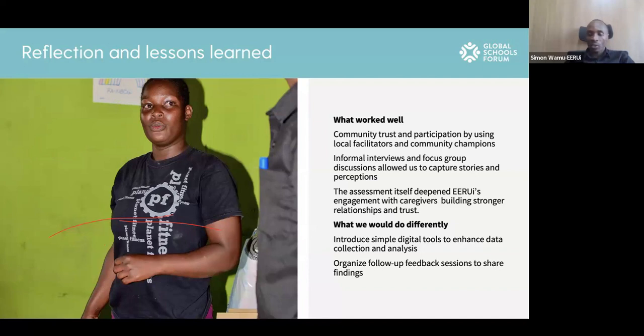Of course, we realized later that we would have done some things differently. For example, we missed an opportunity to capture the responses and the entire sessions through digital tools, and therefore going ahead we plan to employ cheap digital tools that will help us to gather and also analyze the data. And we also needed to organize follow-up feedback sessions to share our findings, which we did not do, but given another opportunity, of course, we will implement that.